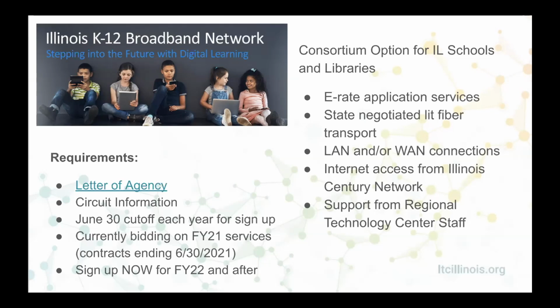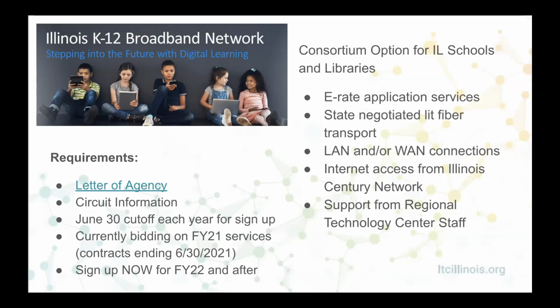The requirement to participate in this program is that you would fill out a letter of agency with the consortium and the circuit information that they need from you. Basically, how many connections do you need? Where are those connections located? And what are the speeds of those requests? Each year on June 30th, they will cut off all of the letters of agency that they have, take a look at what's in their basket at that time, and look at all contracts that are ending for that year.